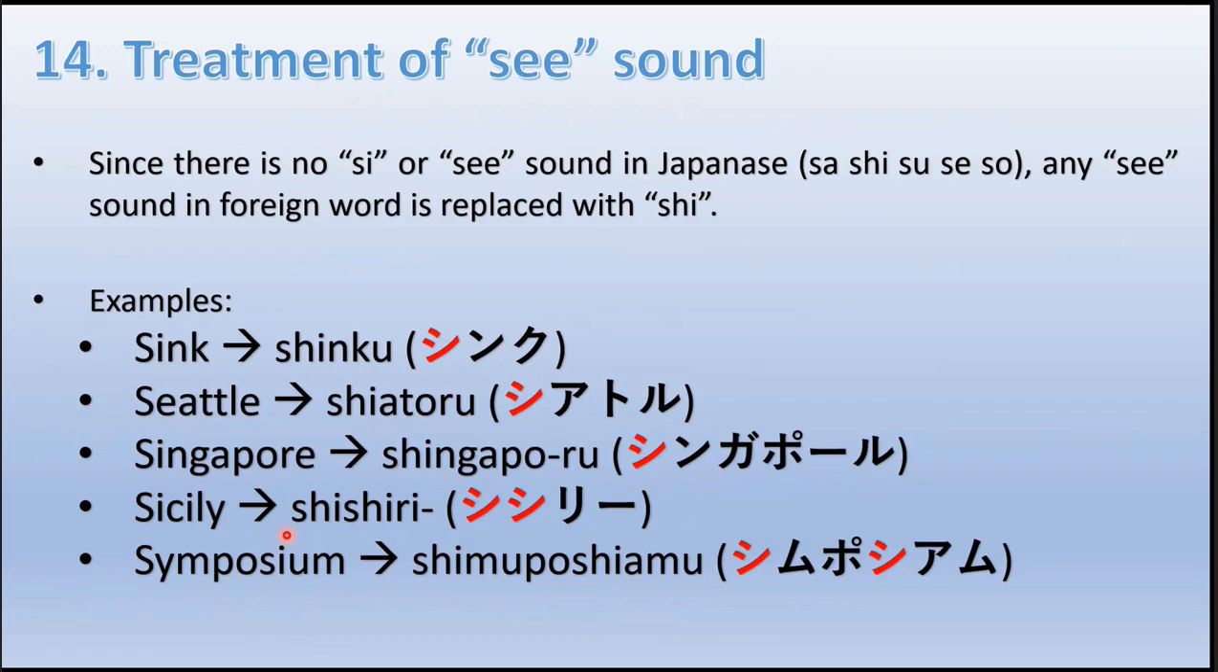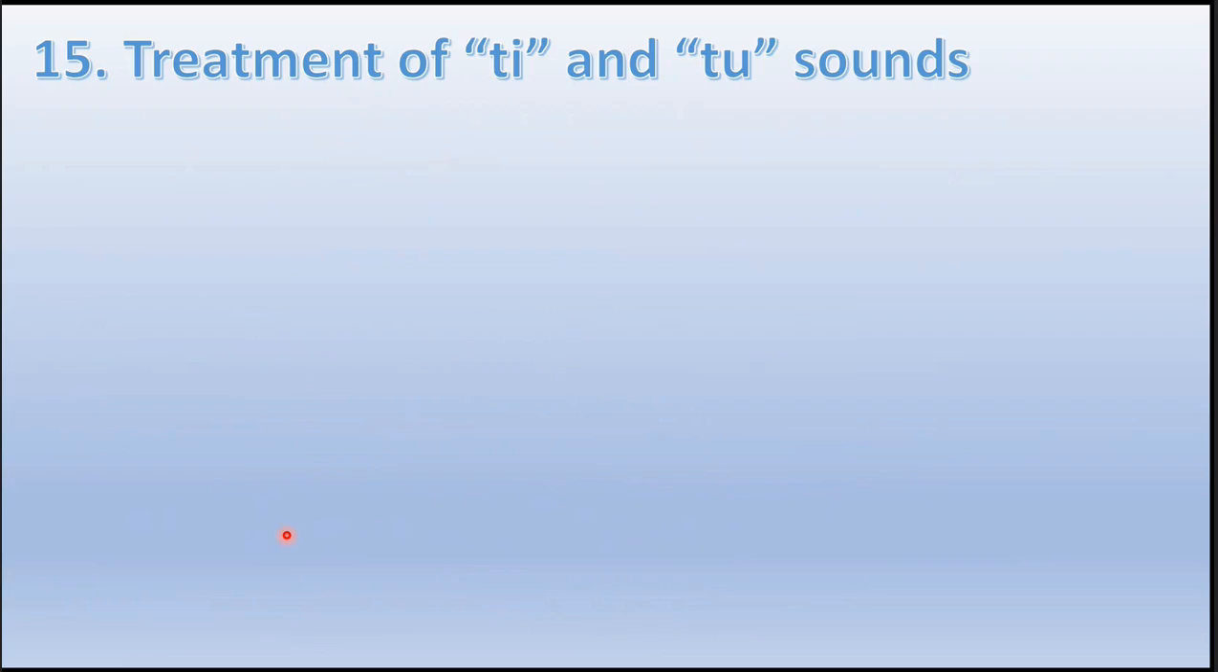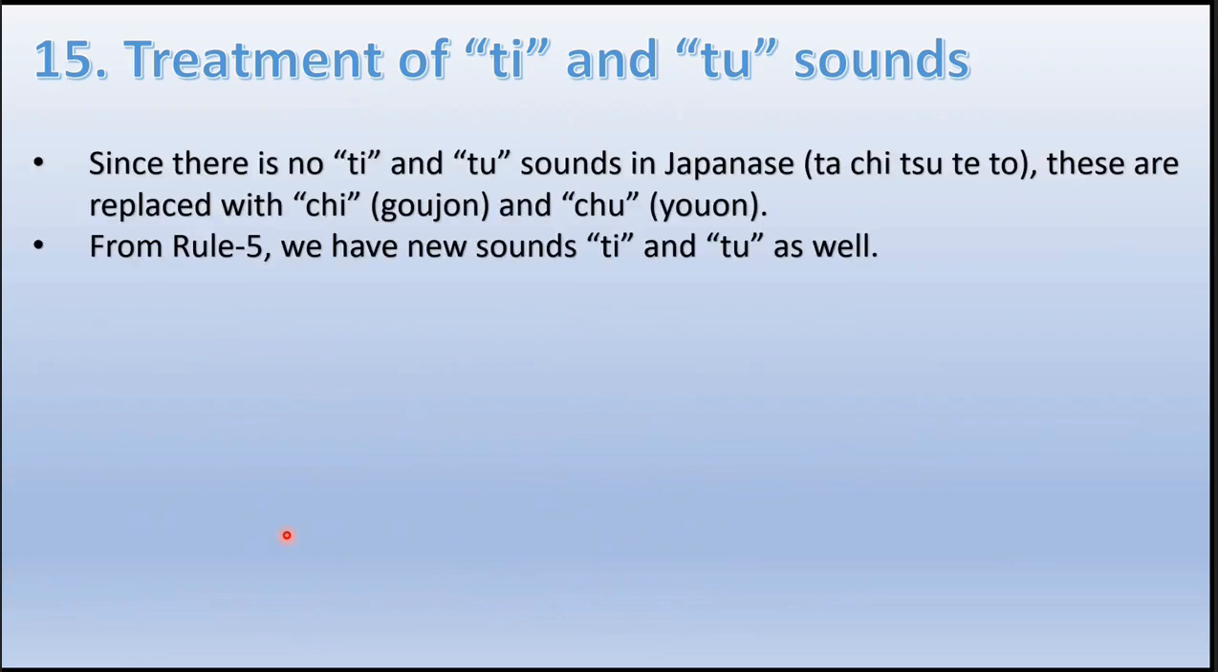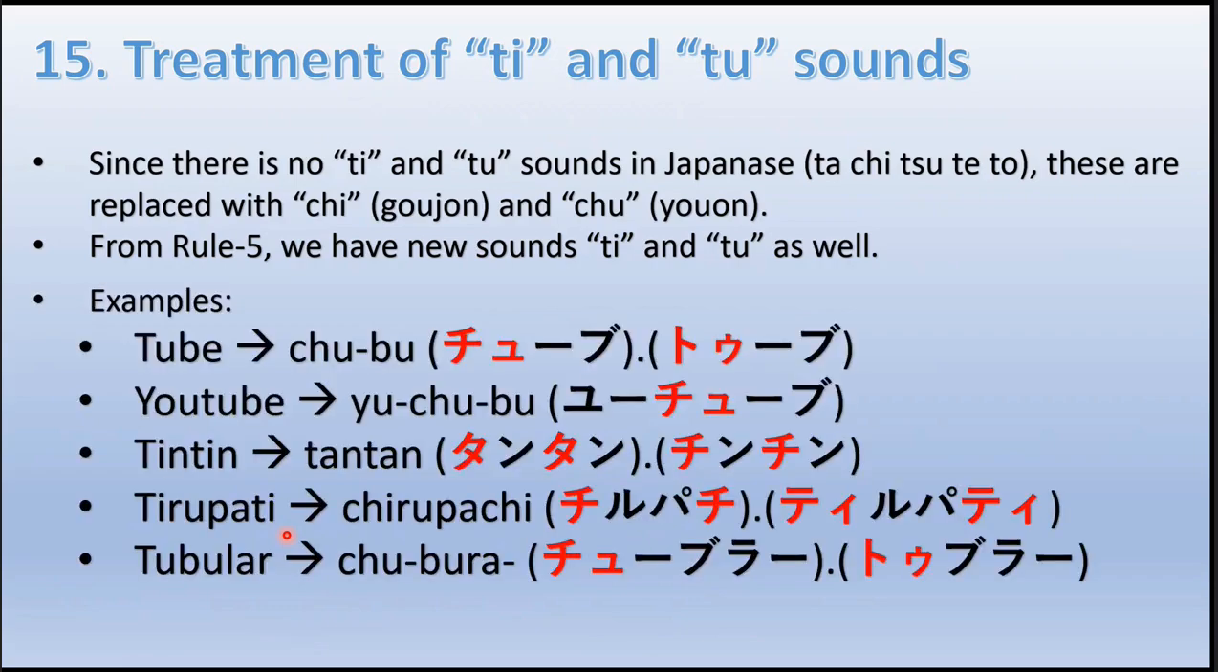Then we proceed to rule number 15, treatment of Ti and Tu sounds. Since there are no Ti and Tu sounds in Japanese, where we have ta, chi, tsu, te, to, and from chi the blended sounds cha, chu, cho, these are replaced. The Ti and Tu sounds in foreign words are replaced with chi and chu sounds in katakana. However, in rule number 5 we have seen that in modern katakana, new sounds ti and tu have been introduced. So we can use either of these two rules, either the new ti and tu or the traditional chi and chu. These are a few examples.